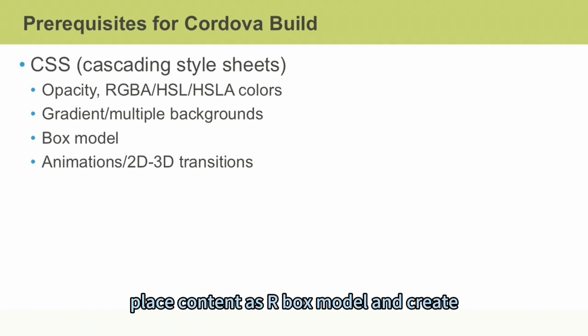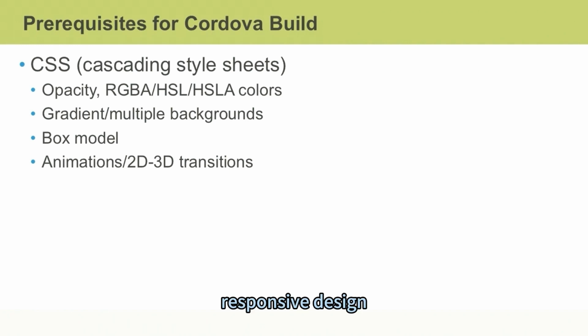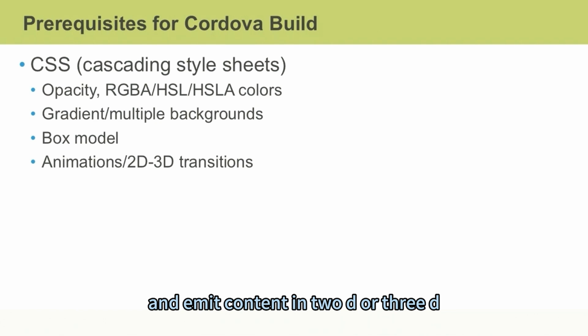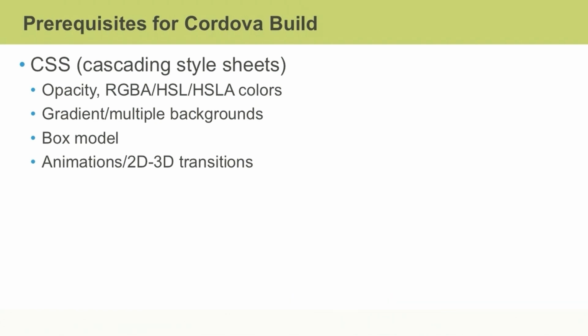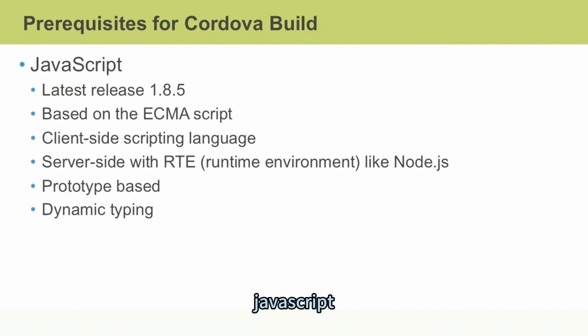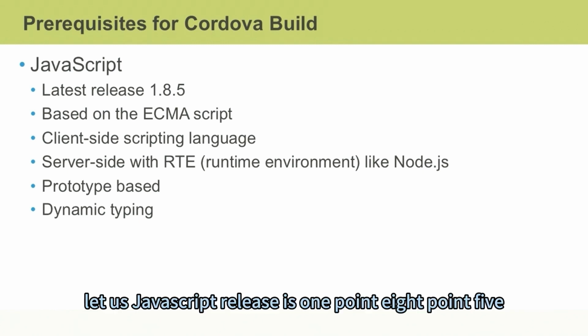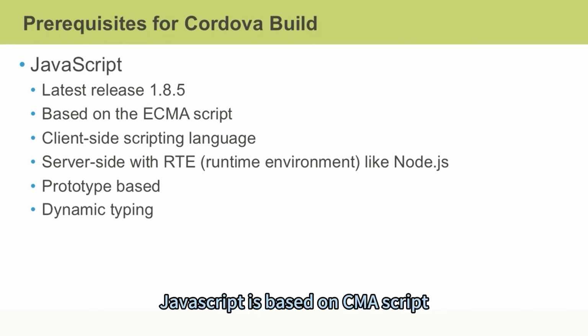Place content as a box model and create responsive design through media queries for mobile devices, and transform content in 2D or 3D. JavaScript. Using JavaScript, you can add interactivity to your application. The latest JavaScript release is 1.8.5. JavaScript is based on ECMAScript.